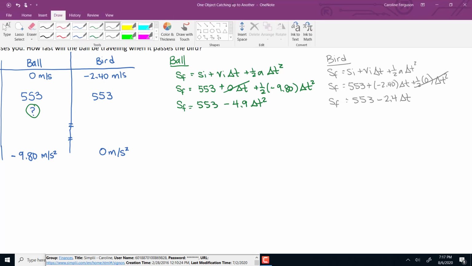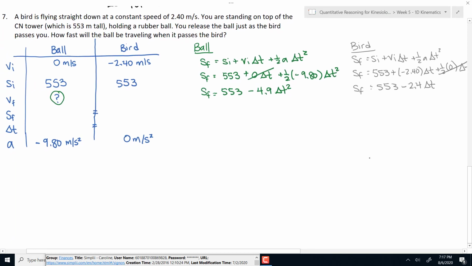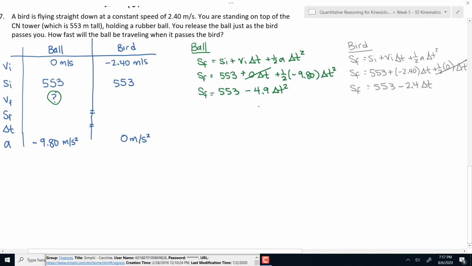All right, so now that we know the expression for SF of the ball and SF of the bird, we can now set them equal to each other. So we're going to say SF of the ball is equal to SF of the bird.